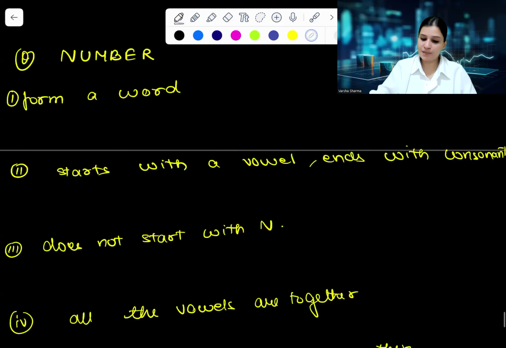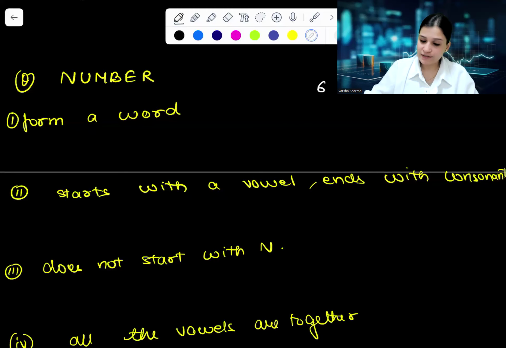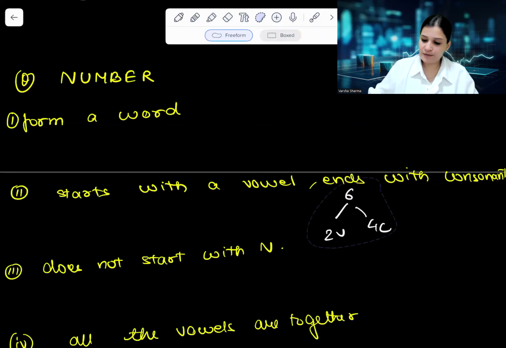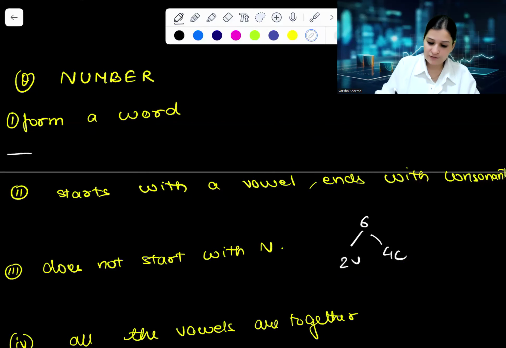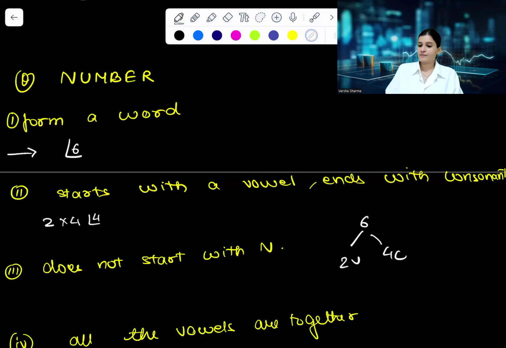So the first word, number. There are a total of 6 letters, out of which 2 are vowels and 4 are consonants. Agreed? So first, form a word. Total 6 letters, so 6 factorial. Number 2, starts with a vowel, ends with a consonant. The first place can be filled in 2 ways. The last place can be filled in 4 ways. The remaining 4 letters in between, 4 factorial.